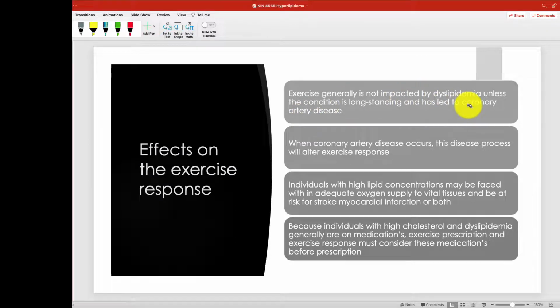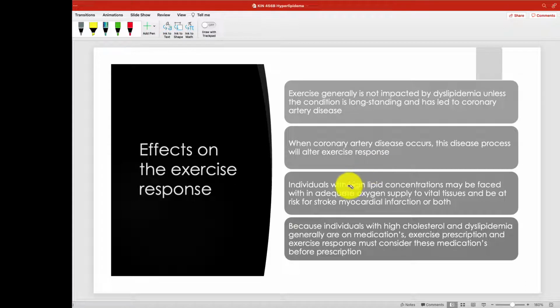Unless they have a pre-existing condition such as coronary artery disease or coronary heart disease. When they have this disease, this process will alter the exercise response, which basically means that we have to be way more tuned in to what they're doing. They may have more limitations on exercise because of the disease, or if they had a stent put in their heart, or a bypass surgery. So that complicates things even more.